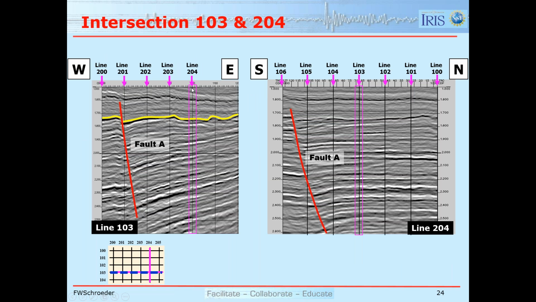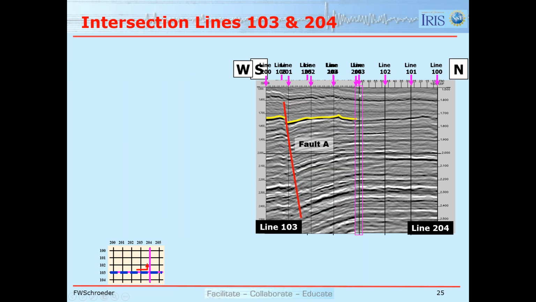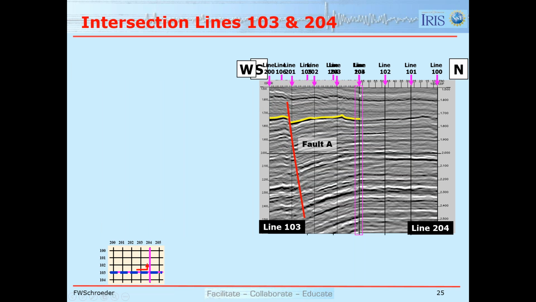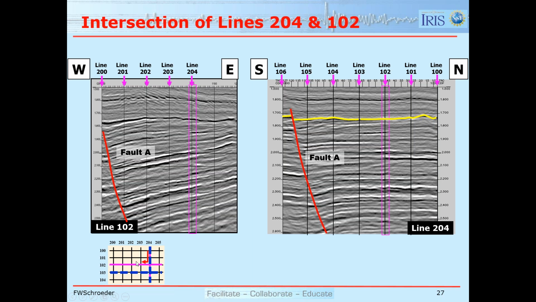So we've interpreted line 103. We can take line 103 and look at where it intersects line 204 at this position. Here's line 204. Here's where line 103 intersects. So again, I can fold the paper. I can slide it over. And now I can transfer the interpretation from the east-west line 103 to the north-south line 204. Then I can take line 103 away, and I can complete the interpretation of line 204. So I started with line 103, then I used that to get the interpretation on line 204, and I completed the yellow horizon on line 204.